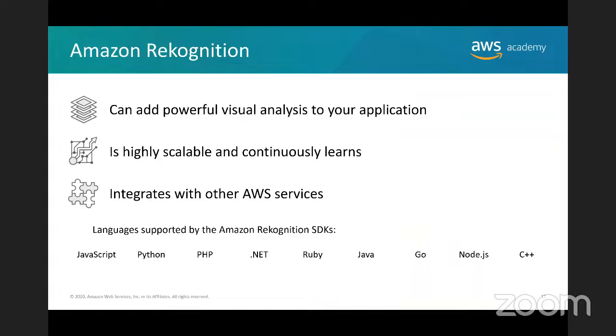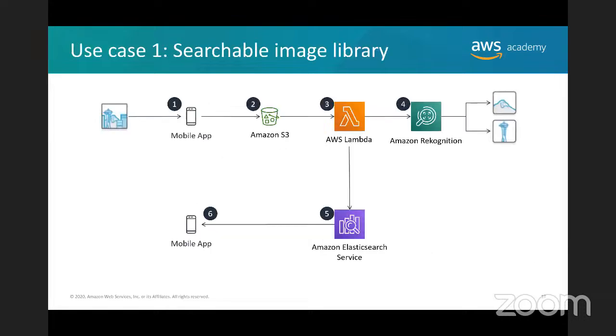Okay, this can add powerful visual analysis to your applications. We can use Amazon Rekognition in .NET, PHP, Python, JavaScript, Node.js, C++. Even we can use the software development kit and then use it in your applications, right? So this is one case. Because we are running short of time.